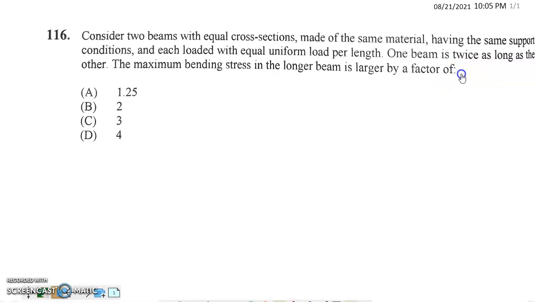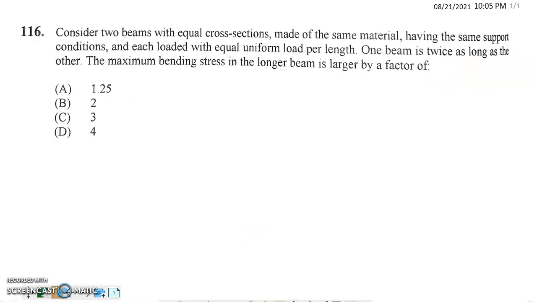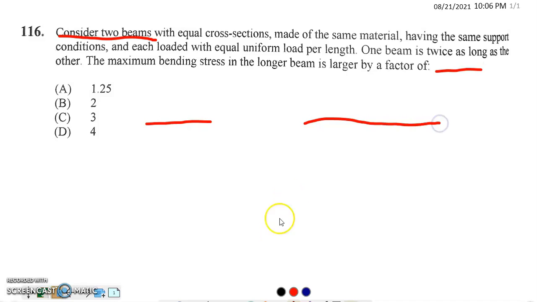So let's see how we can solve this problem. Let me read the question again just to make sure that I myself understand it. Consider two beams with equal cross section. So let's say one beam is this and another beam is way too long. Let me draw a more straight line. So one is there and the other one is twice. They just say two beams for now.